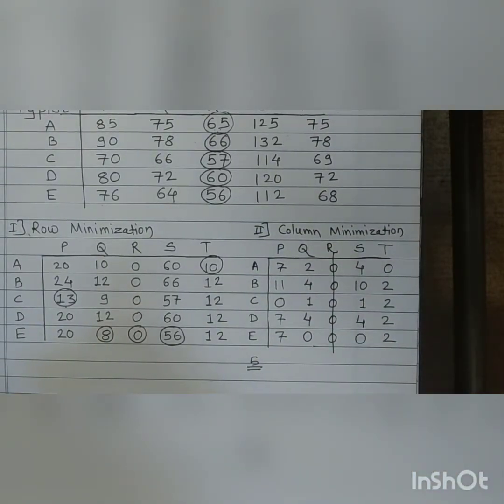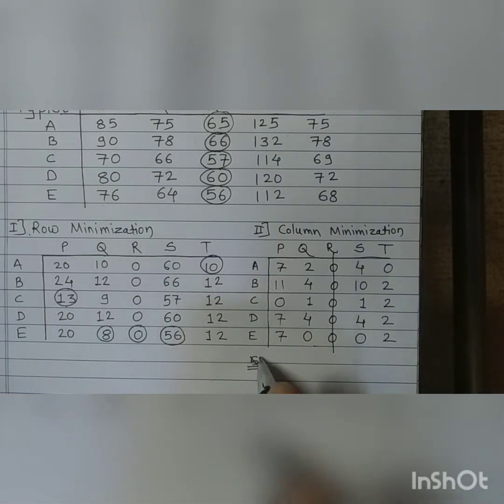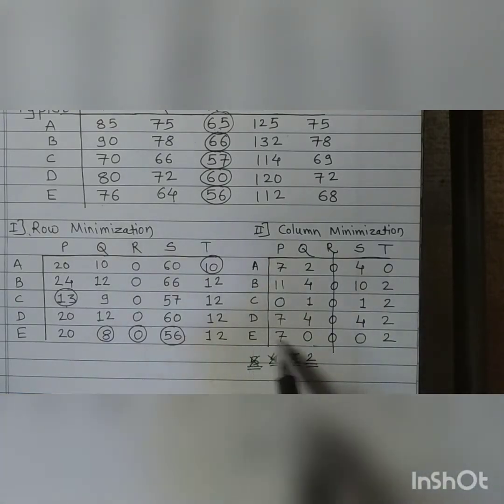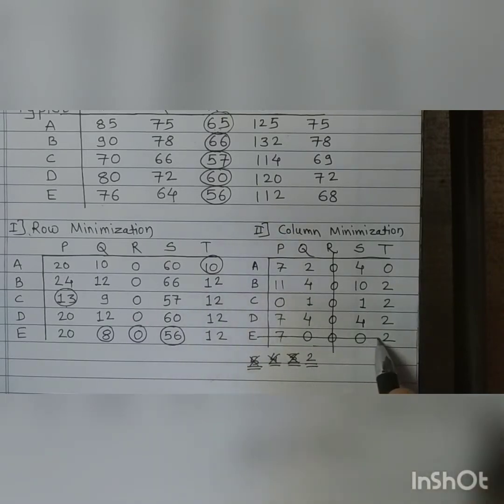After that, again search for 5 zeros in a row or column. You cannot find those. So reduce the count by 1 and search for 4 zeros. Can you find 4 zeros in a row or column? No. So reduce this count by 1 and search for 3 zeros. Can you find 3 zeros? Again the answer is no. So reduce this by 1 again. Can you find 2 zeros? Yes, you can find 2 zeros in the last row, that is E. So I will draw a horizontal line covering these 2 zeros.